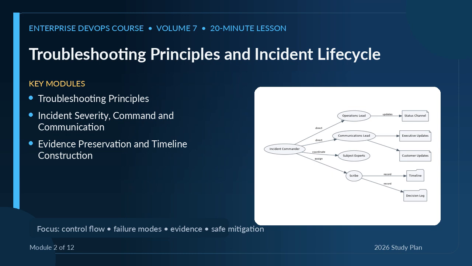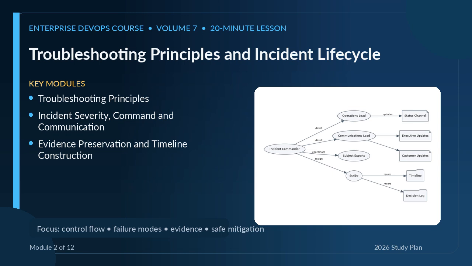The module on incident severity, command and communication establishes the following. Incident command and communication model. Incident response separates coordination from technical work. The incident commander maintains priorities and safety. Operations leads drive mitigation. Communication leads publish accurate updates. The severity is based on customer and business impact, not technical excitement.